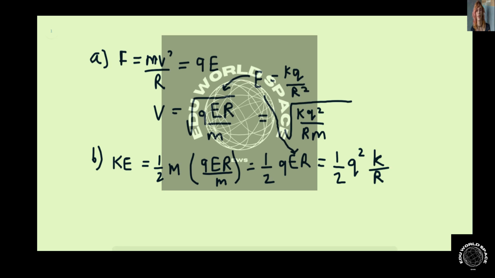Great, and we want to show that it's just half of the electric potential energy. Oh, that's kind of nice, because then the electric potential energy between the two, so U is QV, V for a point charge is kQ over r, so U is going to be kQ squared divided by r, and indeed, this is half of that as required.